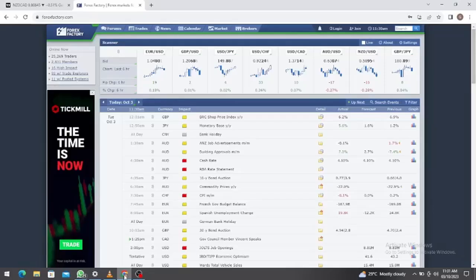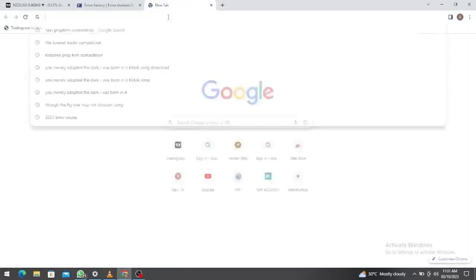Hey guys, today I want us to do a little demonstration. How do we put everything we've been learning together when we are looking at the markets and when we want to place our trades? First thing to do is to go to forexfactory.com, or we could use investing.com for the fundamentals.